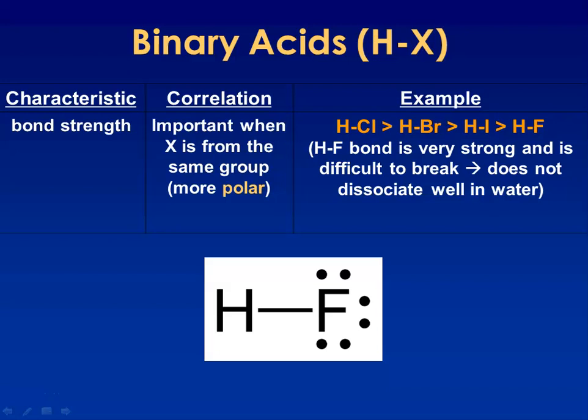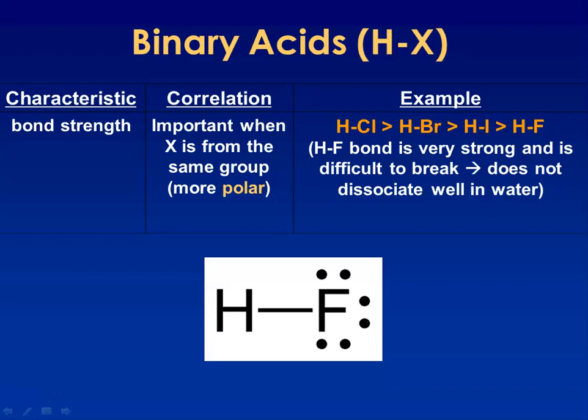There is one notable exception, and you see that over here in the example, and that would be HF. The most electronegative halogen is fluorine, so it would have the greatest electronegativity difference between hydrogen and fluorine, and therefore would have the most polar bond. HCl would have the next most polar bond, then HBr, and then HI. But the HF bond is not easily broken because fluorine is, again, so electronegative, it does not handle having that connection broken nearly as easily as the other halogens in the group.